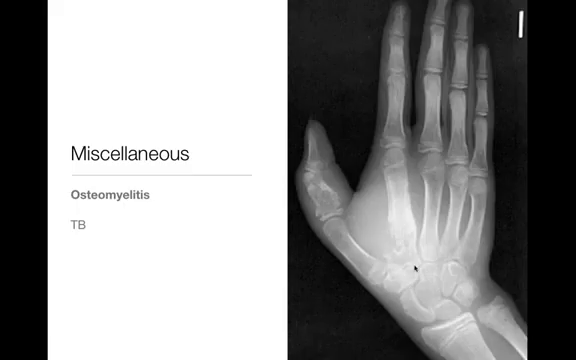Classically, you'll see that in the fingers they'll look expansile. Sometimes you'll see this aggressive periosteal reaction with it, and you may see lytic lucencies within the bone. So TB dactylitis is something to keep in mind as a type of osteomyelitis.